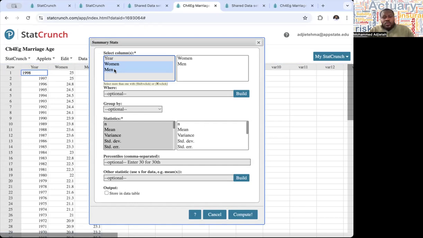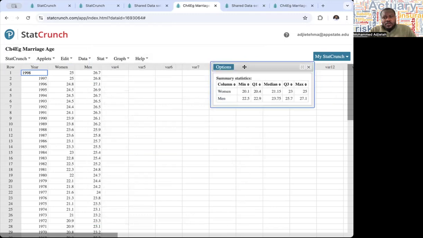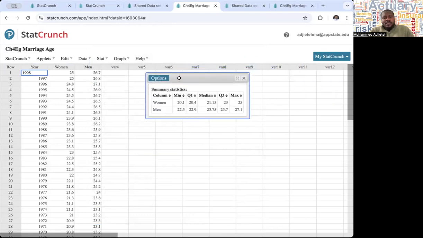And then what do we want to show? We want to show the 5-number summary. The 5-number summary starts from the minimum, quarter one, median, quarter three, and then max. And then we hit compute. So now we can see this is the 5-number summary.